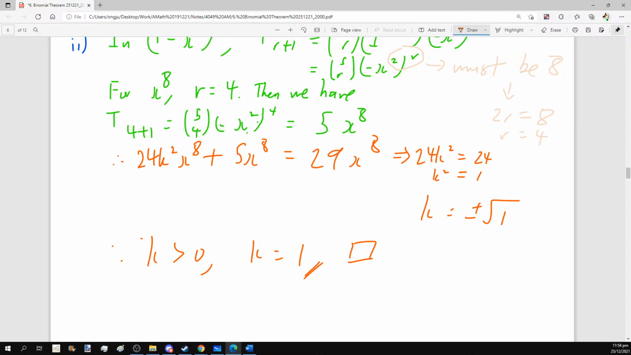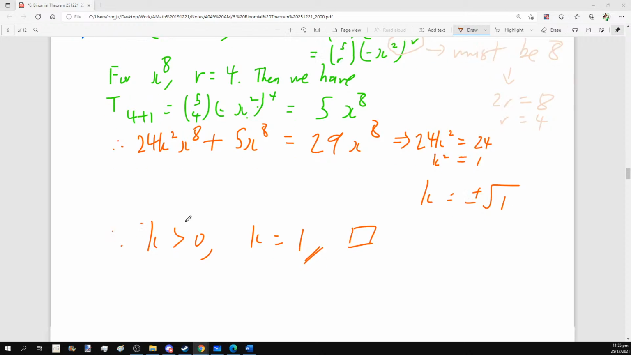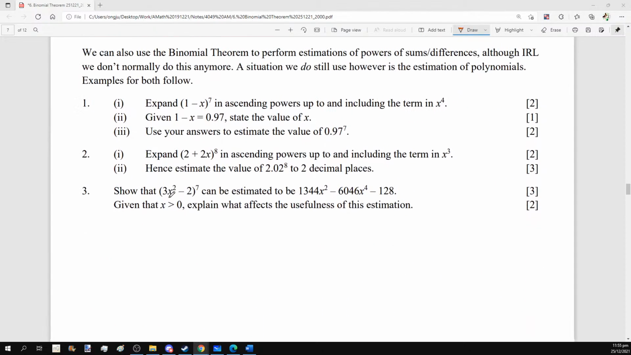Of course, if the question doesn't say whether k is positive or negative, then you're just going to have to take both. Nothing wrong with that. Right? So from here, let us move on to the next situation.